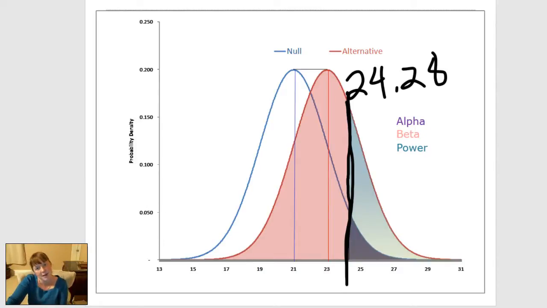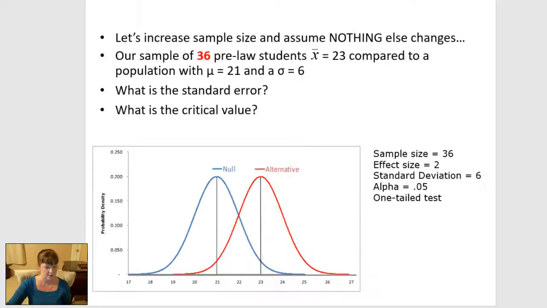With only 9 people, the standard error is big at 2, right? The standard error is based on not only sigma, but also the sample size. And so here you can see that there's a lot of overlap between these two graphs because standard error is pretty big. There's a standard error of 2. But let's see what happens when we change our sample size. The only thing that changes now is sample size. We're assuming everything else is the same.